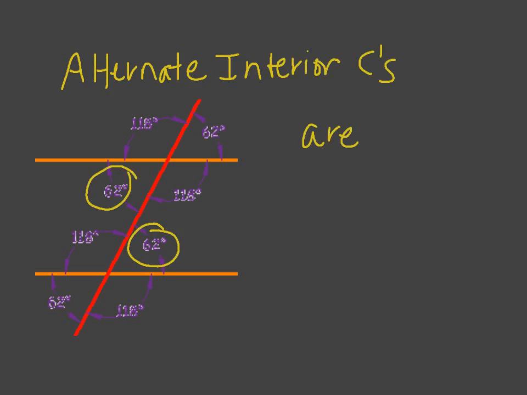And then we also have 118 and 118. So what are you noticing about the pairs of alternate interior angles? Well, hopefully you're noticing, hey, they're the same measurement, so they're equal. You're exactly correct. So they are congruent. Alternate interior angles are congruent. Their measurements are exactly the same.